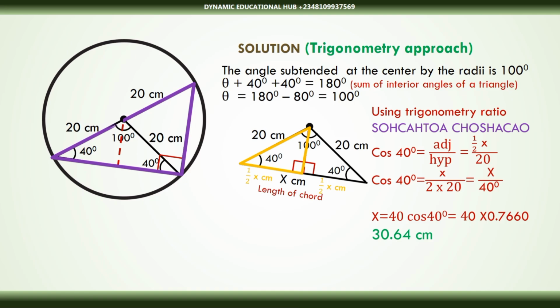a right angle. So we can see that we have a bigger right angle triangle. So if you still apply your trig ratio to solve this question, that diameter becomes the hypotenuse while your chord becomes adjacent. This time around, your chord will now be x. So we now have cos 40 degrees is equal to x over 40. Still solving it, we still get 30.64 centimeters.